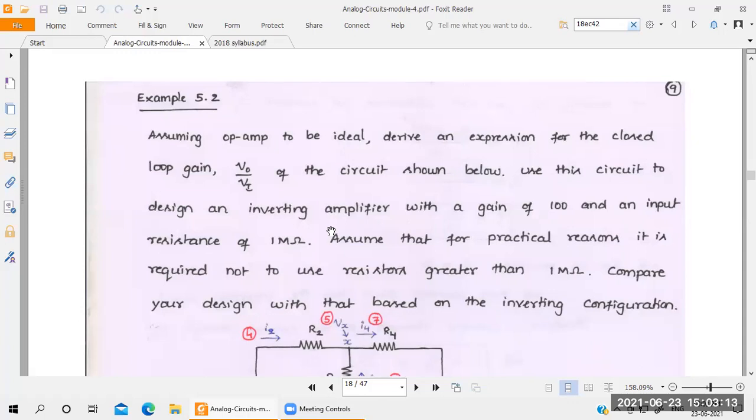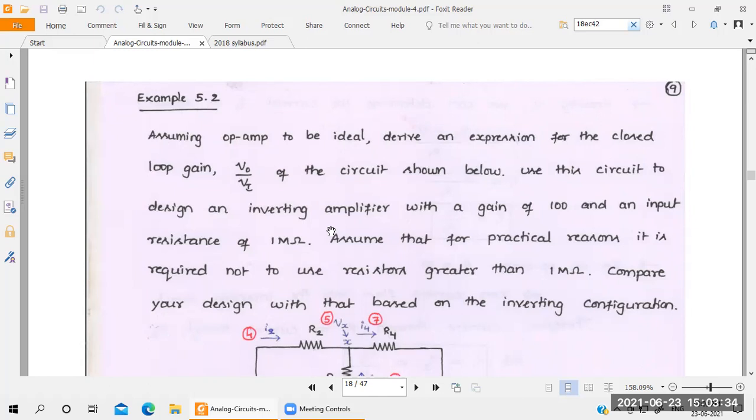So what is the input resistance for the ideal op amp here? 1 mega ohm. These are the given parameters. So what is the resistance here? 1 mega ohm. What is the gain equation here? V0 by Vi. What is the gain value here? 100.